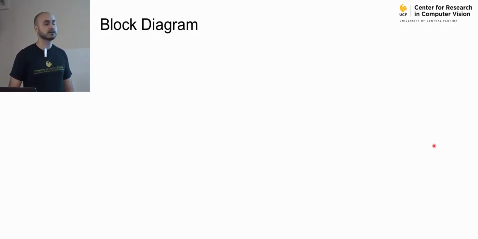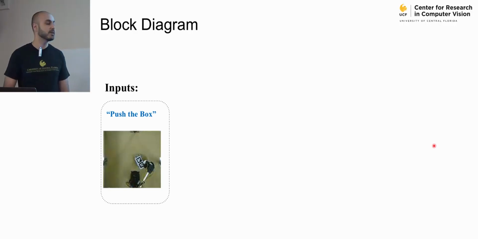So here is the block diagram of our network. We have these inputs, the text and the frame.